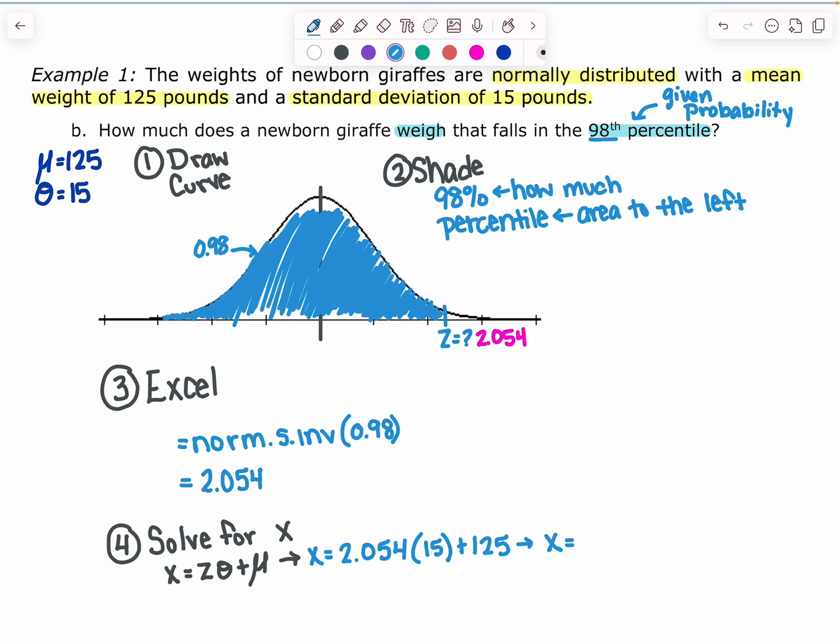Okay, so if a giraffe weighs 155.81 pounds, then they are in the 98th percentile for newborn giraffes. So there's another example of area to the left where you have been given the probability as a percentile.